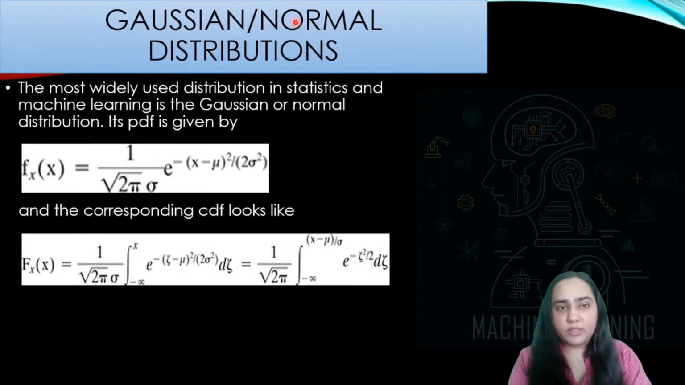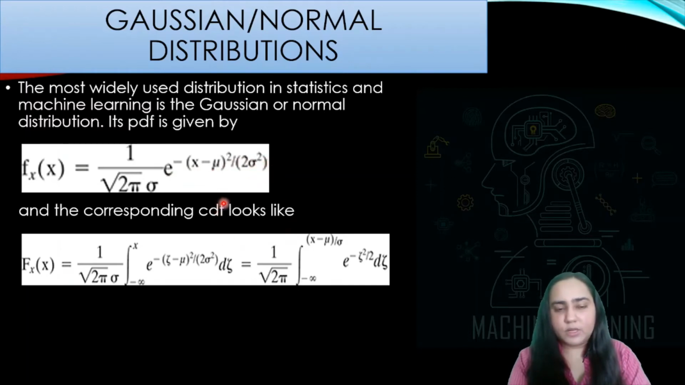Let's take a look at the next distribution, which is the Gaussian distribution or normal distribution. And this is the most widely used distribution in statistics and machine learning. It is known as Gaussian or normal distribution, and its PDF or probability density function is given by this, which is f_X(x) equal to 1 upon root 2 pi sigma, and then the whole thing is multiplied by e raised to -(x - mu) square divided by 2 into sigma square.